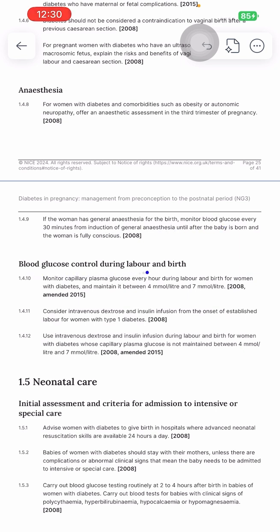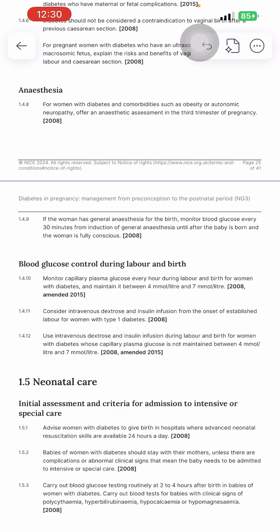Then blood glucose during labor. Monitor blood glucose level hourly during labor and birth for a woman with diabetes and maintain her at 4 to 7 millimole. So these points you have to tell in the OSCE station. These are very important. Word for word, you have to tell the examiner that my plan is this throughout pregnancy and after, during delivery.